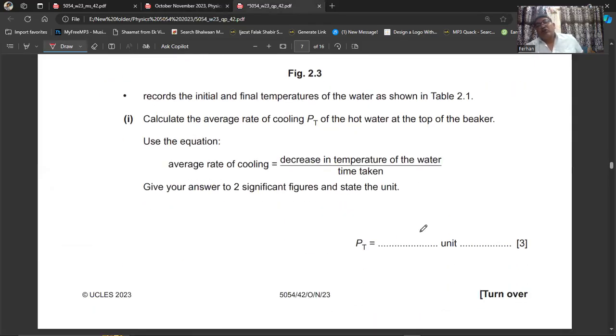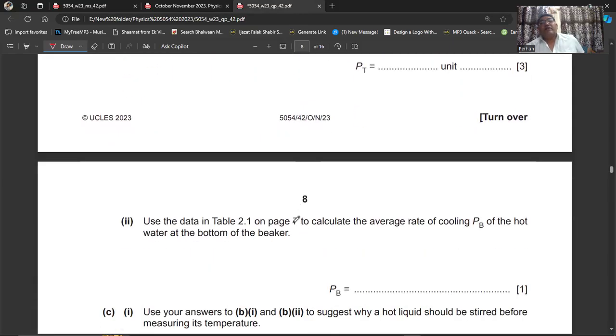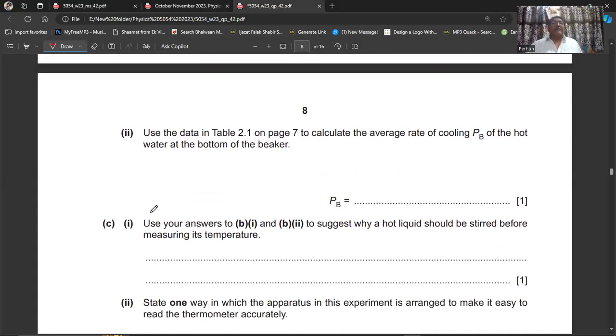So you have to note down the reading, and you have to note down the unit. Then the second part is: use the data in Table 2.1 on page 7 to calculate the average rate of cooling, PB, meaning the rate of cooling at the bottom of the hot water at the bottom of the beaker.